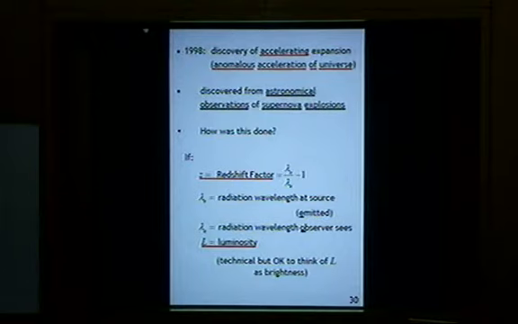How do they do it? Well, if you let z be what's called the redshift factor, that's lambda 0 over lambda e minus 1, and lambda e is the radiation wavelength at the source, the emitted, that's the E, and lambda 0 is the radiation wavelength that the observer sees, and that's the O. And the redshift factor is actually easy to describe.